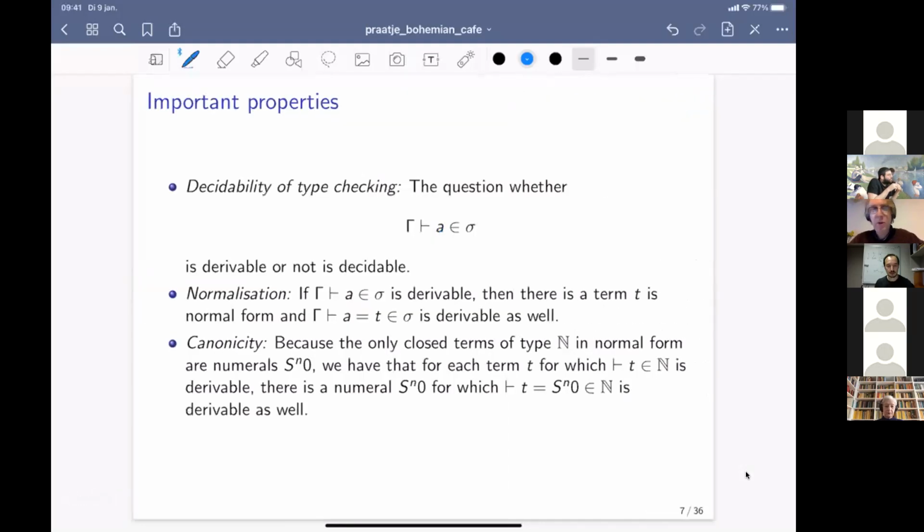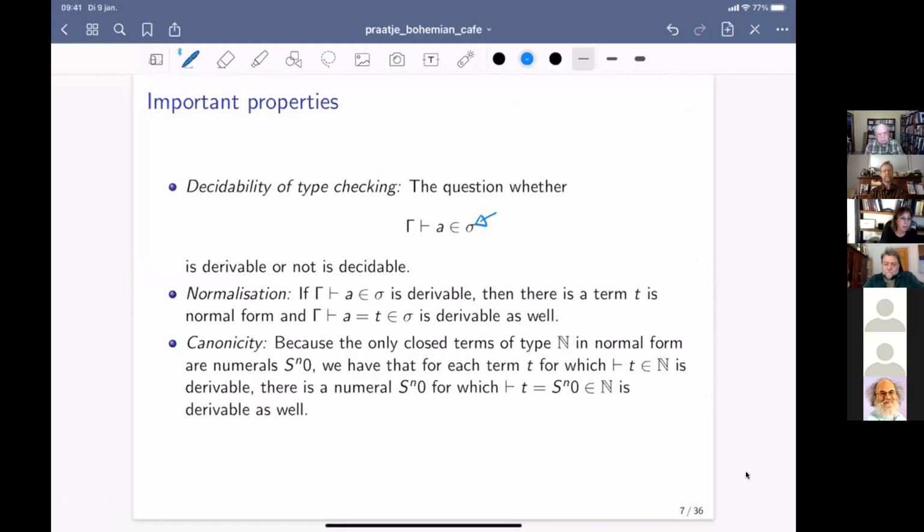And then some important properties of type theory are the following. First of all, these are the kinds of statements that you derive in type theory, and the question whether such a statement, assuming it has the right grammatical form, is derivable or not, is actually a decidable question. This is kind of different from most foundations. If you think of Zermelo-Fraenkel set theory, if you give me a formula in the language of set theory, you're not able to decide whether it is derivable or not. But in Martin-Löf type theory, that is actually the case.